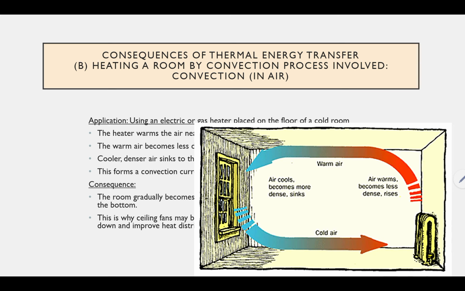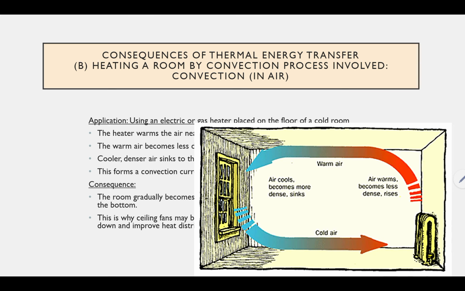Using an electric or gas heater placed on the floor of a cold room, obviously the heater warms the air near the heater, so the warm air becomes less dense and goes up. And the cooler air, which is more dense, will sink, coming down. This is absolutely fine, but with time, the room becomes cooler at the bottom and warmer only at the top. That's why in such places they usually put ceiling fans to make the warm air get distributed all over the room.